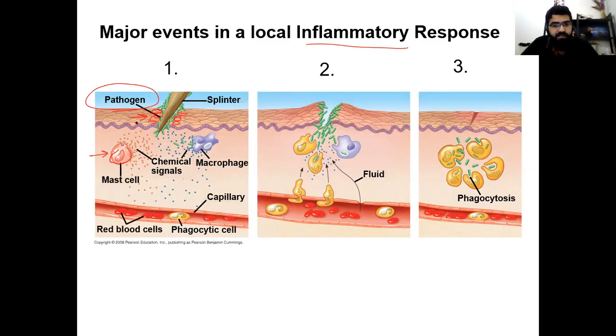Both damaged cells and mast cells release signals, chemicals. We just called it what? Histamine. Now the mast cells release histamines, and the damaged cells also release chemical signals. It causes, number one, as we just said, the capillaries or the blood vessels to get wider.